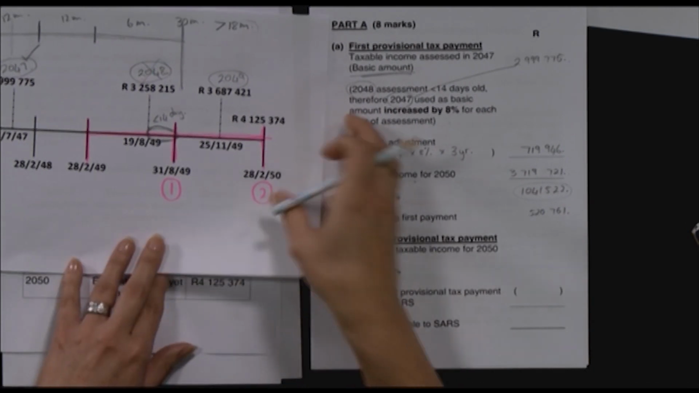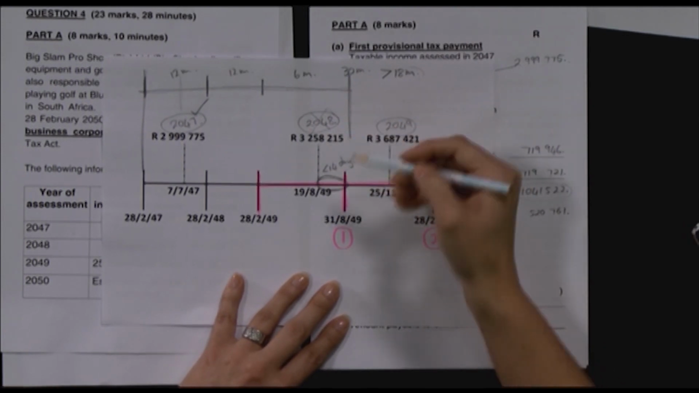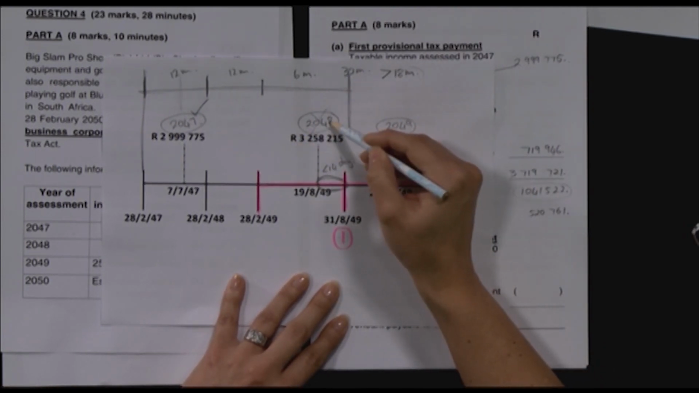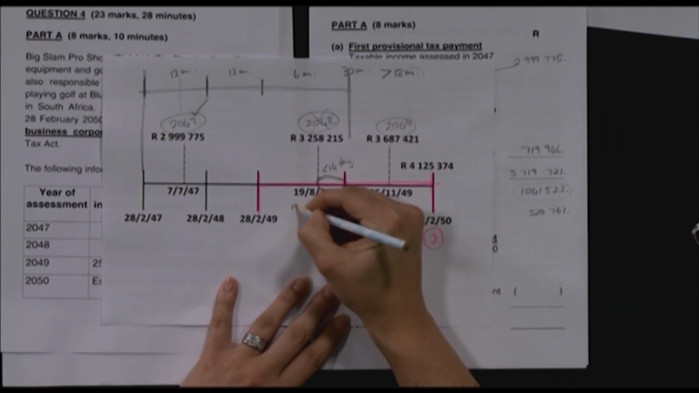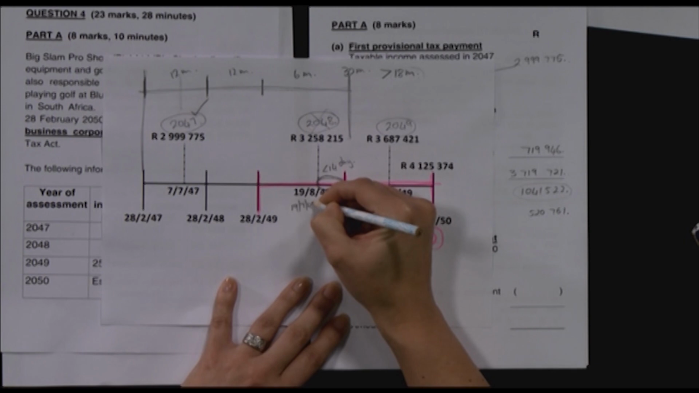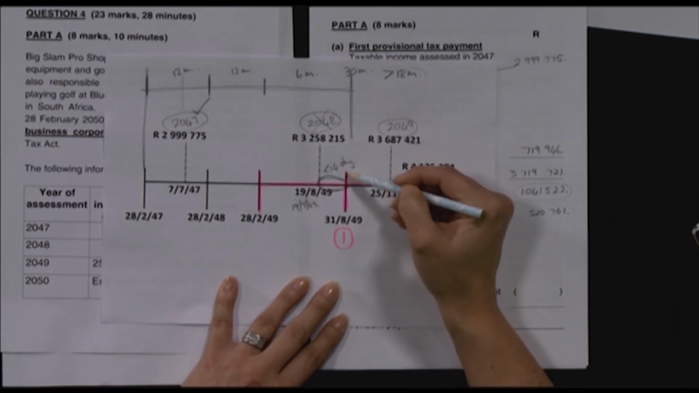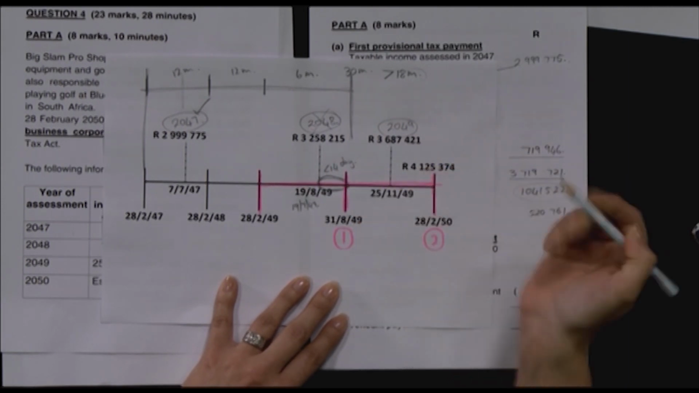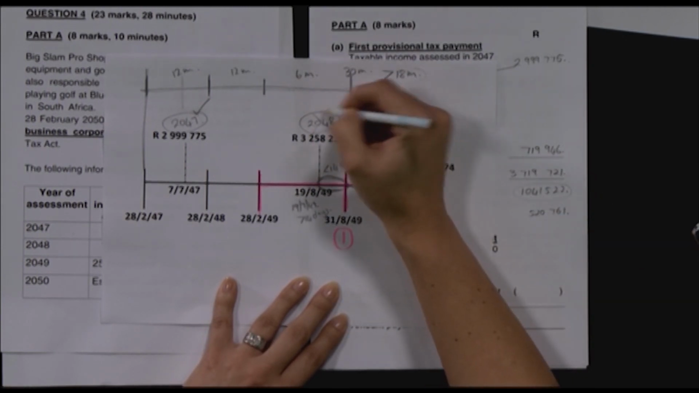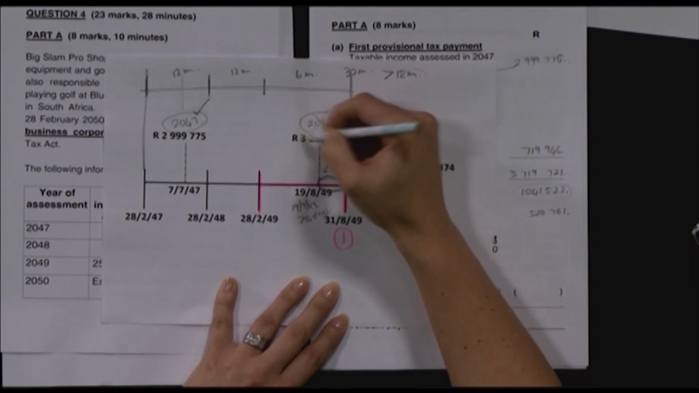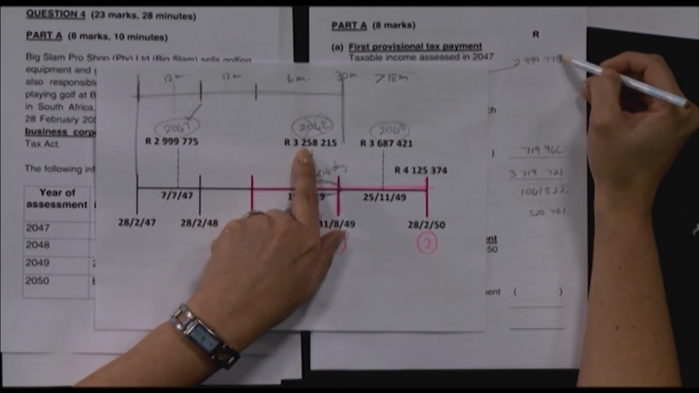Before we go on to the second provisional payment, I just want to take a turn, and let's say that this assessment, the 2048 assessment, was received on an earlier date. Let's say it was received on the 19th of July 49. Then you will see that between this date that it was received and the due date, this is now more than 14 days. So this means that I can use the 2048 assessment. In this case, I will include the 2048 assessment at just over 3.2 million in my answer there.